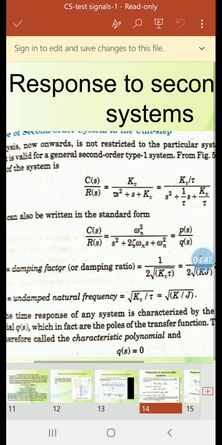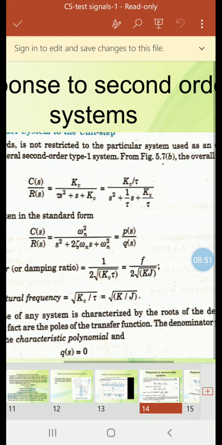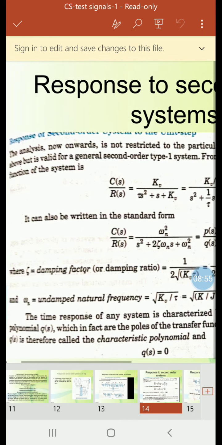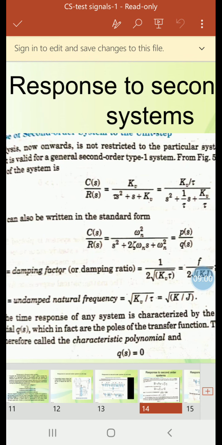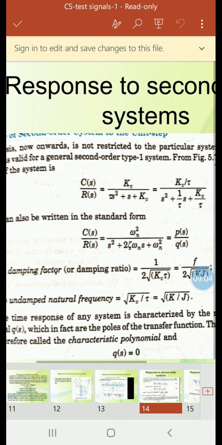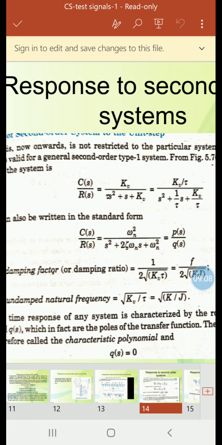Whatever analysis we do going further is not restricted to the particular system used in this example. It can be applied to any general second order type 1 system.